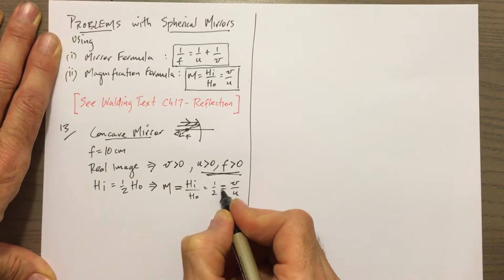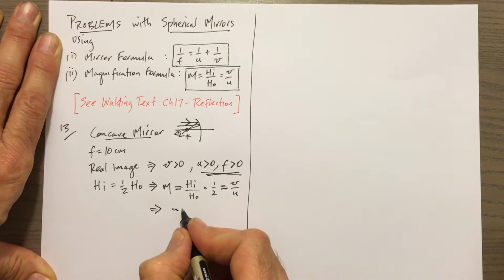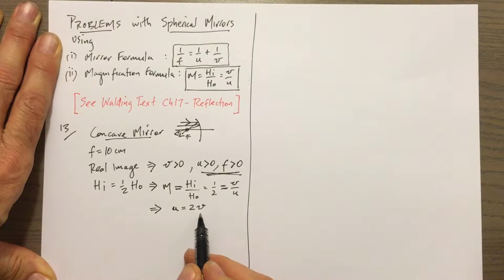Now, just the last bit on this anyway, we can form a useful equation out of that. We can get that U is equal to 2 lots of V. Okay, I'll make that look more like a U. There we go. U is equal to 2 lots of V. All right, so I think at this point, maybe it's a good idea to draw a diagram.